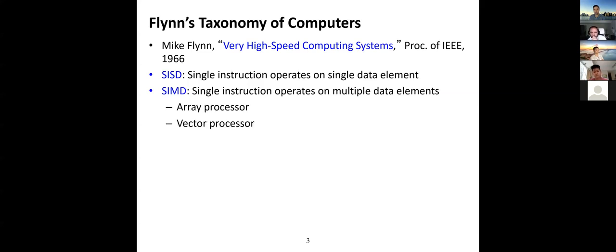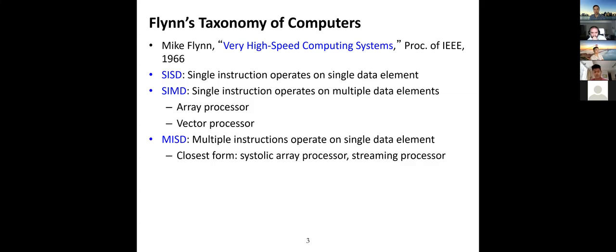So there are 2 types. We're going to talk about array processors and vector processors. Then there is multiple instructions operating on single data elements.